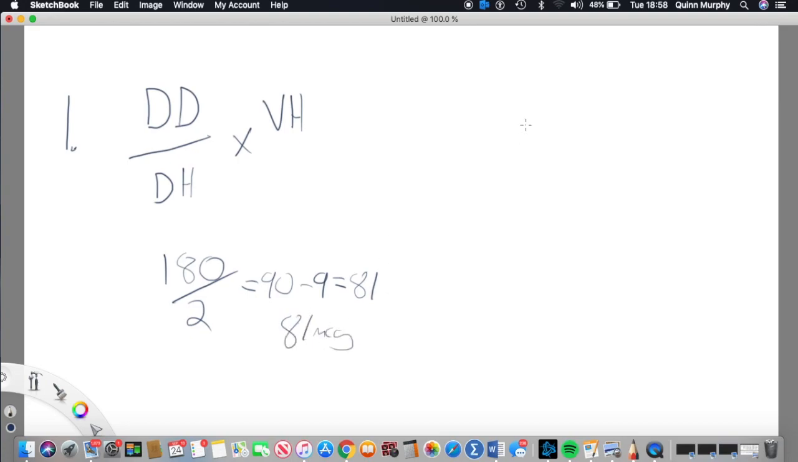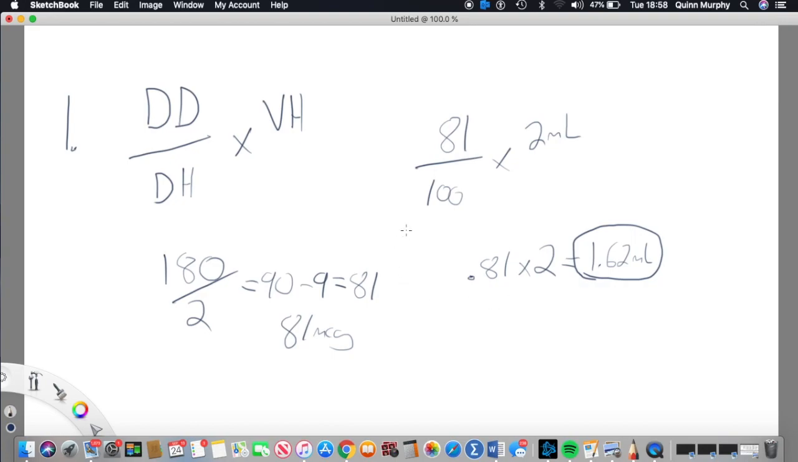So what we're going to do is take 81 and take our dose on hand, which with fentanyl is 100 micrograms, and times it by volume on hand, which is 2 mLs. So the first thing we're going to do is divide 81 by 100, so that's going to be 0.81. And then we're going to multiply that by 2, which is going to give us 1.62 mLs. That is how we dose fentanyl using this method.